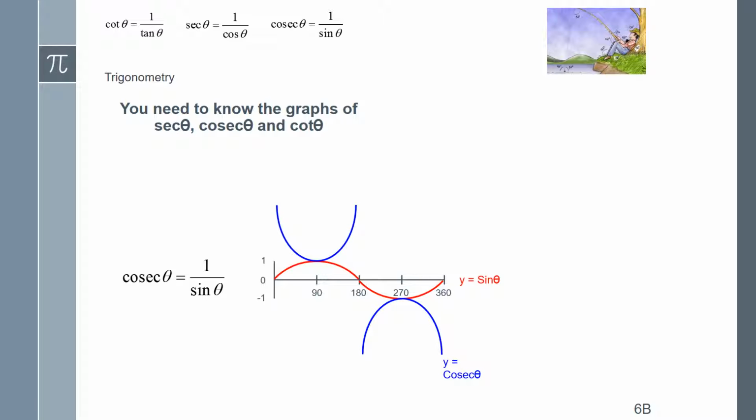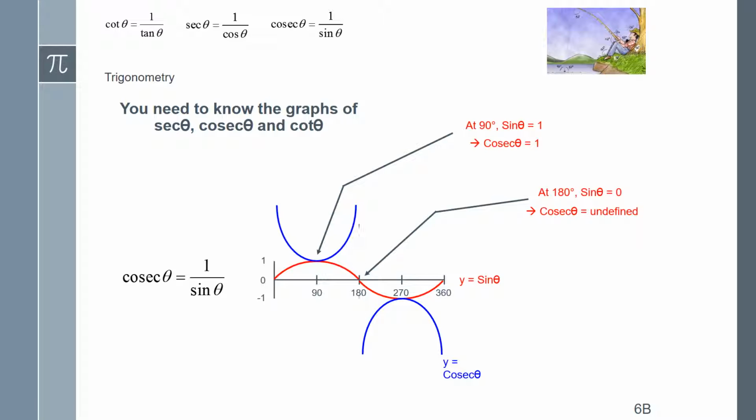So the basic shape is this blue graph. At 90, sine theta is 1, so cosec theta is 1. At 180, sine theta is 0, so cosec theta is undefined. It's also undefined at 360 and 0 as well, so we have asymptotes at all of those places. And then at 270, sine theta is -1, so it's 1 divided by -1, which is -1. It's an interesting shaped graph.